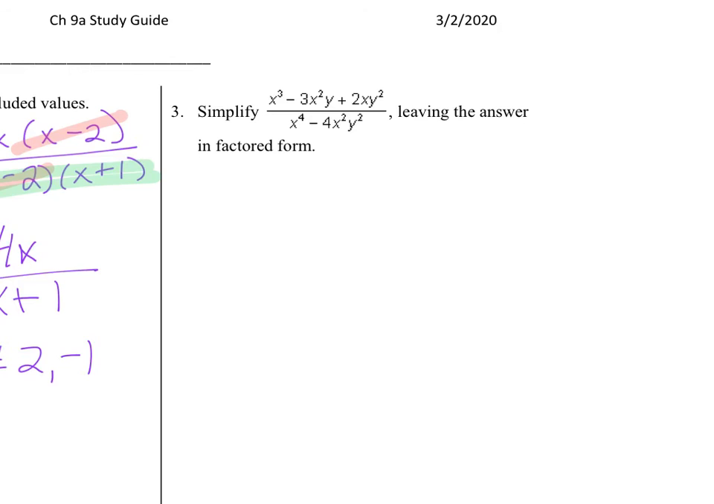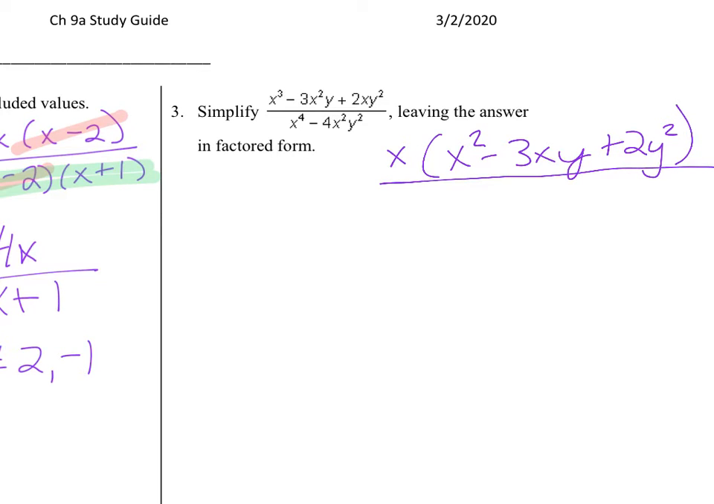Simplify. Again, we've got to factor it. I can pull an x out of each term in the numerator, so I have x squared minus 3xy plus 2y squared. I'll be able to factor that further, but let's factor our denominator first. I can pull an x squared out of this one, and I'm left with x squared minus 4y squared.